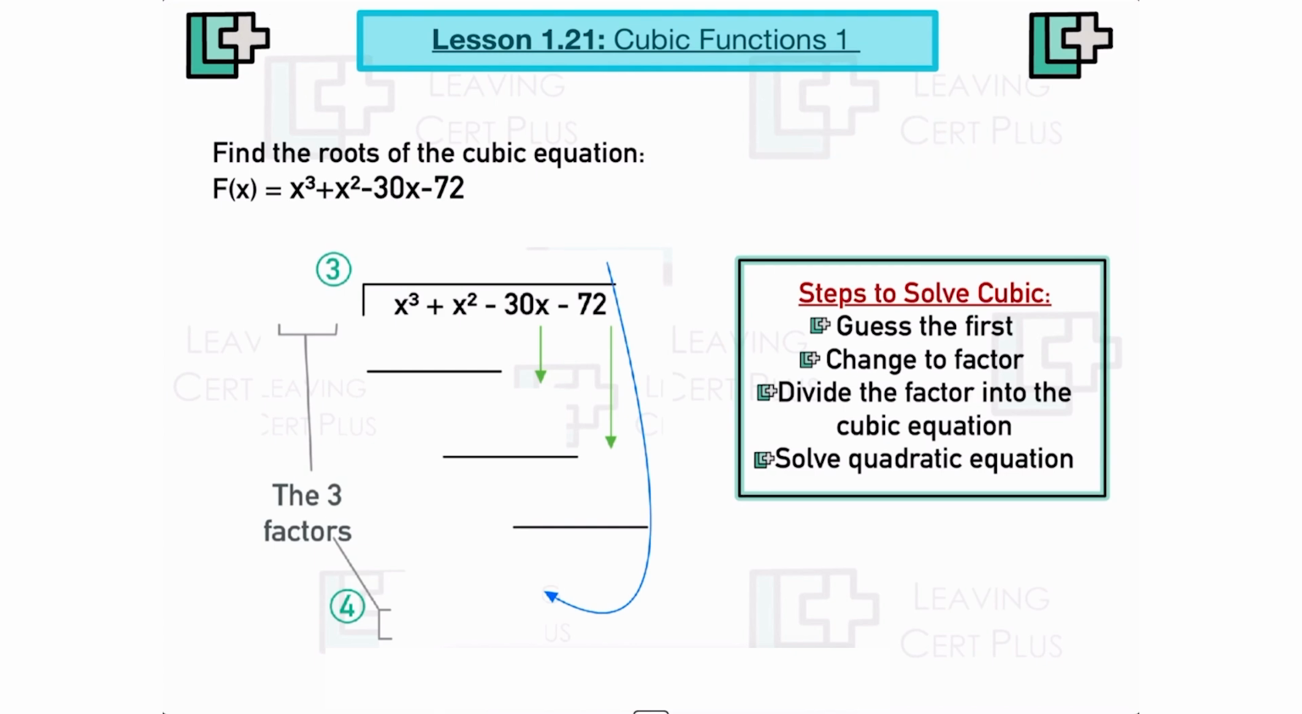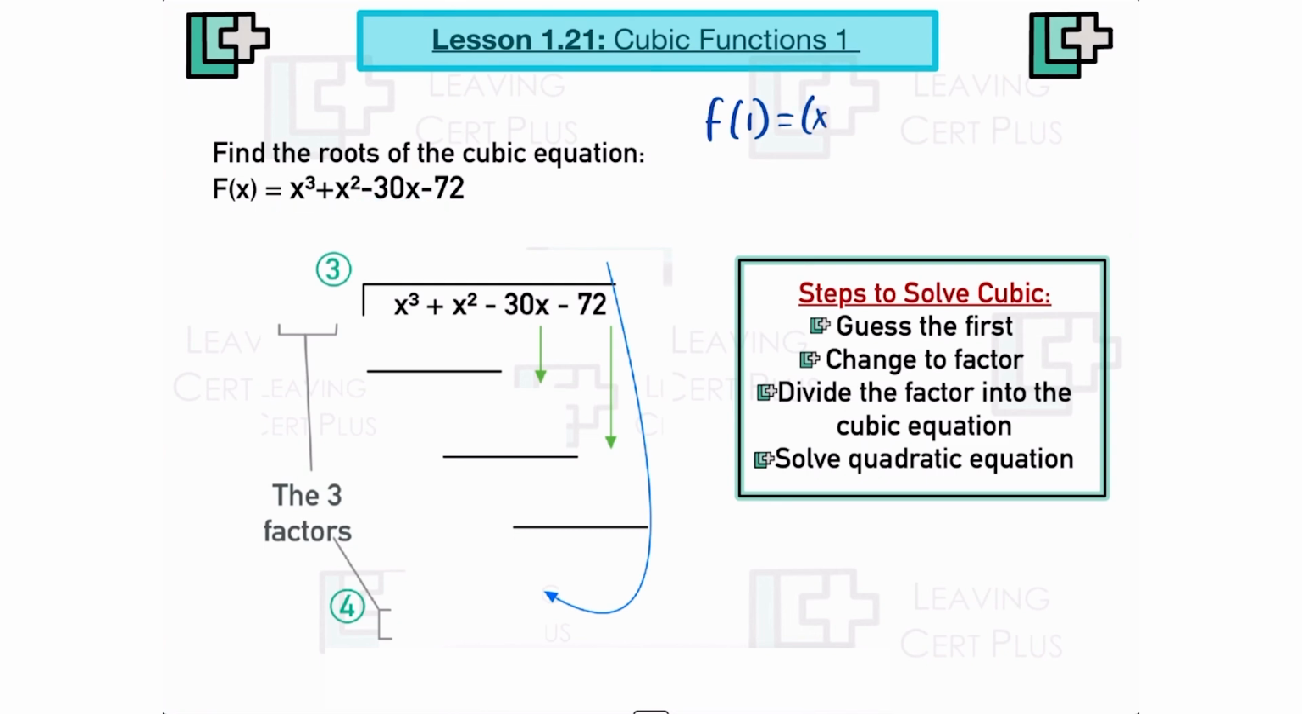So the steps we need to take are as follows. The first step is you have to guess your first root. How we go about guessing our first root is you look at this last number here, and you pick a factor of that last number. For example, 1 fits evenly into that 72, like it does into every whole number. But what I need to do then is guess by subbing that in. So I'm subbing 1 into this function here.